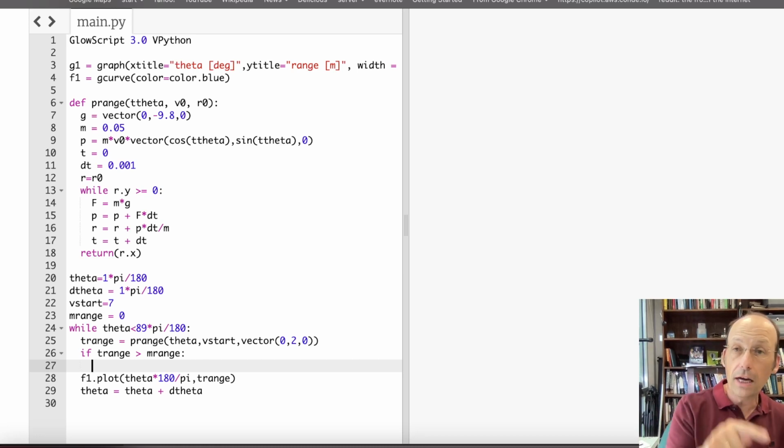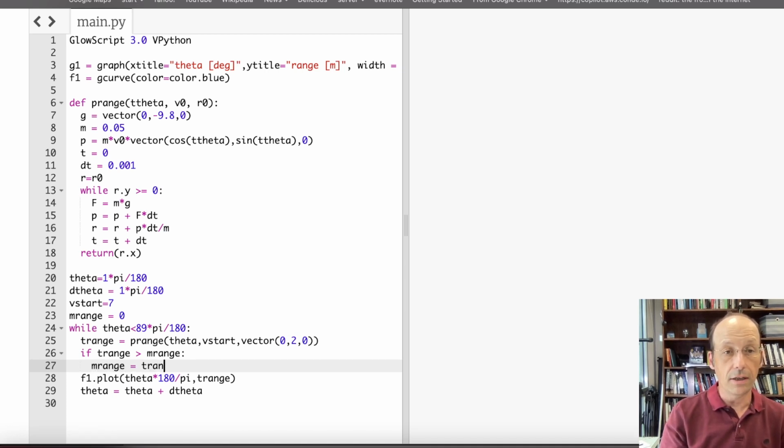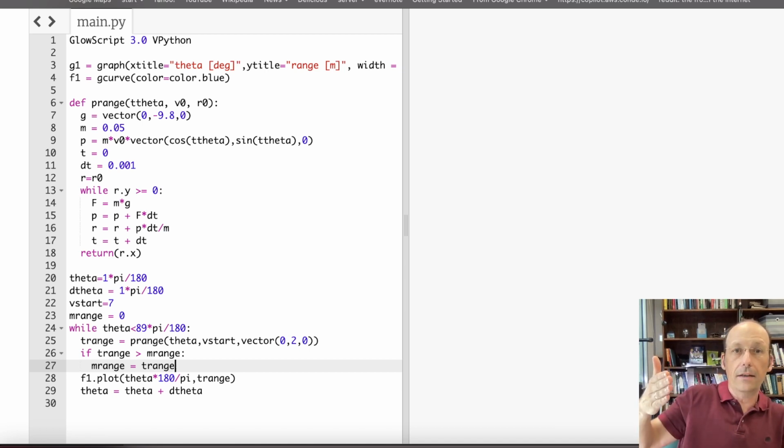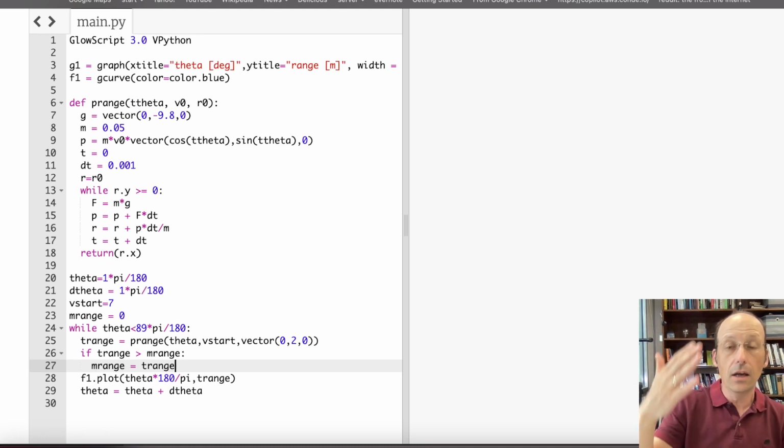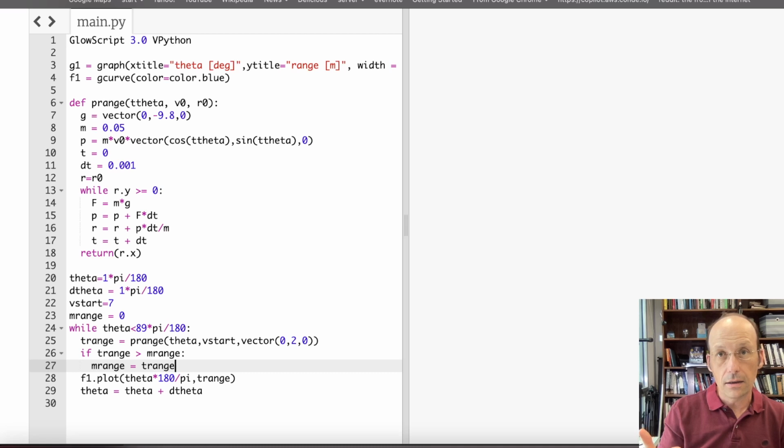So if the range is greater than the previous maximum range, then m range equals t range. If it's not greater than that, then it doesn't change it. Every time it gets greater than that, it sets it. This makes the assumption that it's not going to get greater than and then get greater than. No, that's fine. Okay, so let's just print that out.